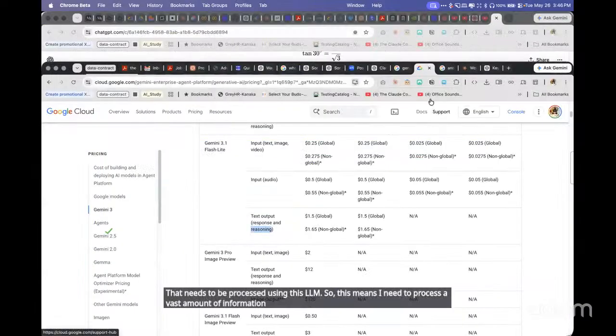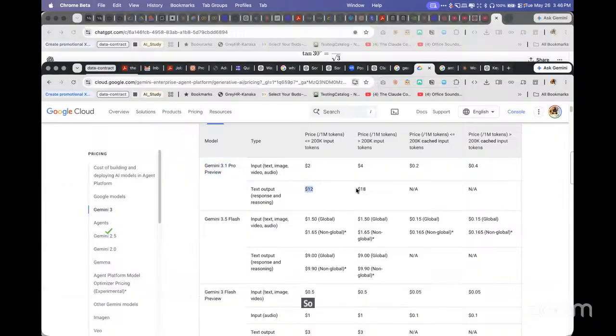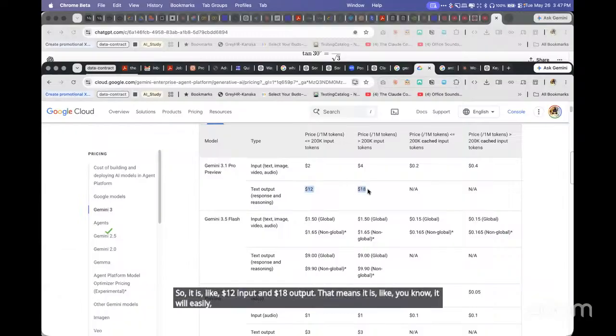And if I process this vast amount of information using this hi-fi model, Gemini 3.1 Pro, then I will be bankrupt. It is like $12 input and $18 output. That means it will easily eat all my bank balance in this token input and output cost.